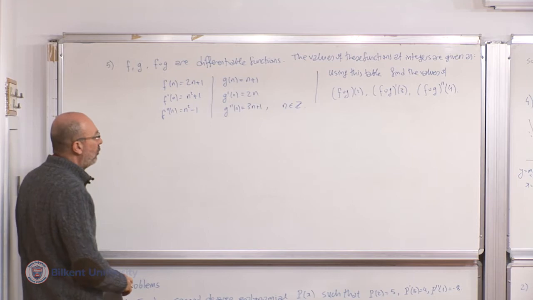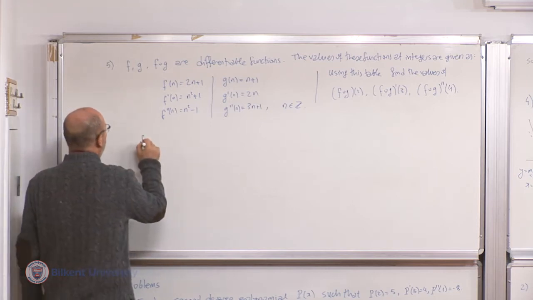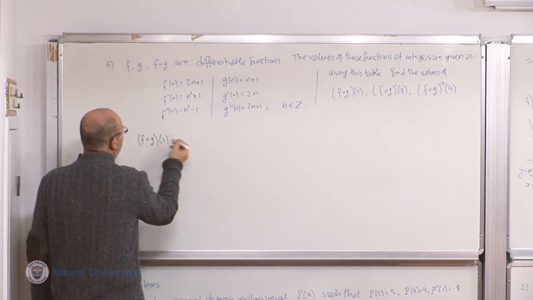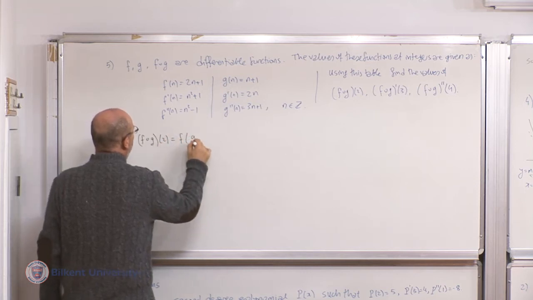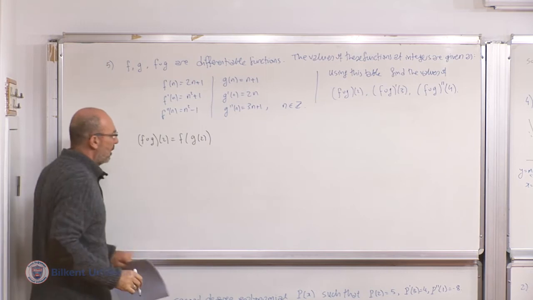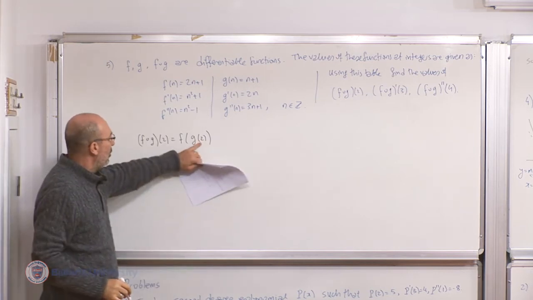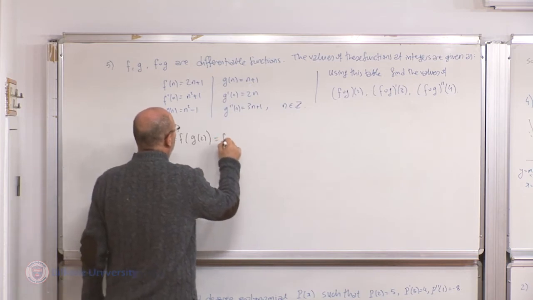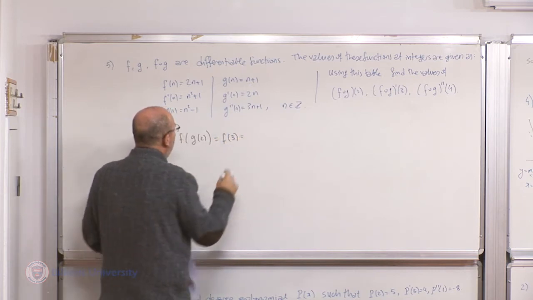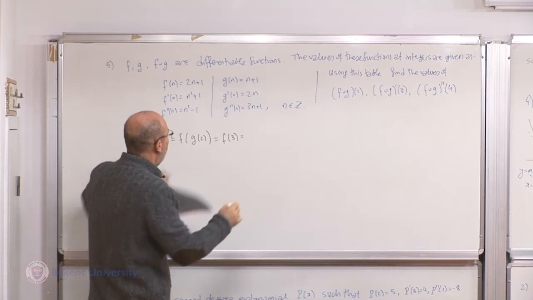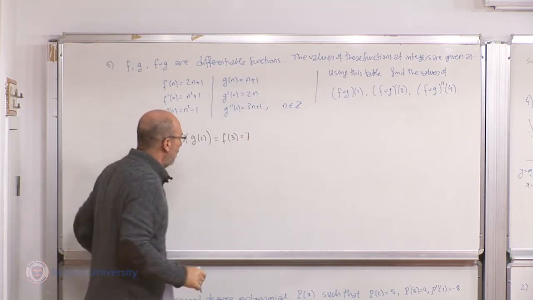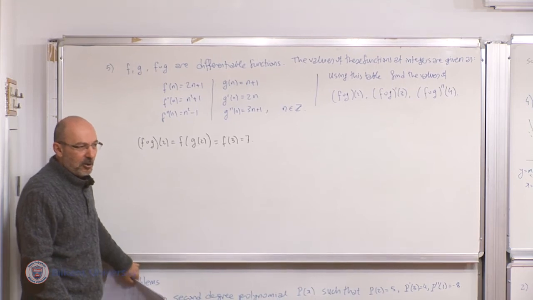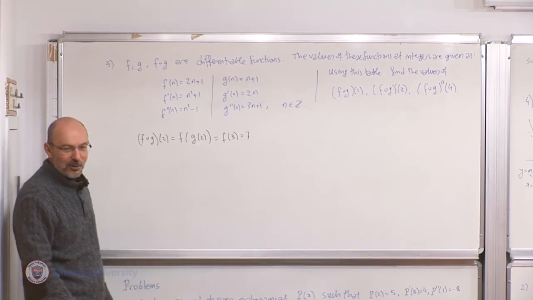Okay, so let us write f composite g at the point 2. Well, the definition of this is f of g of 2. So we have to find g of 2. G of 2 is 3. F of 3. F of 3 is 7. Okay, so the first question must be an encouraging problem. So this one is done.